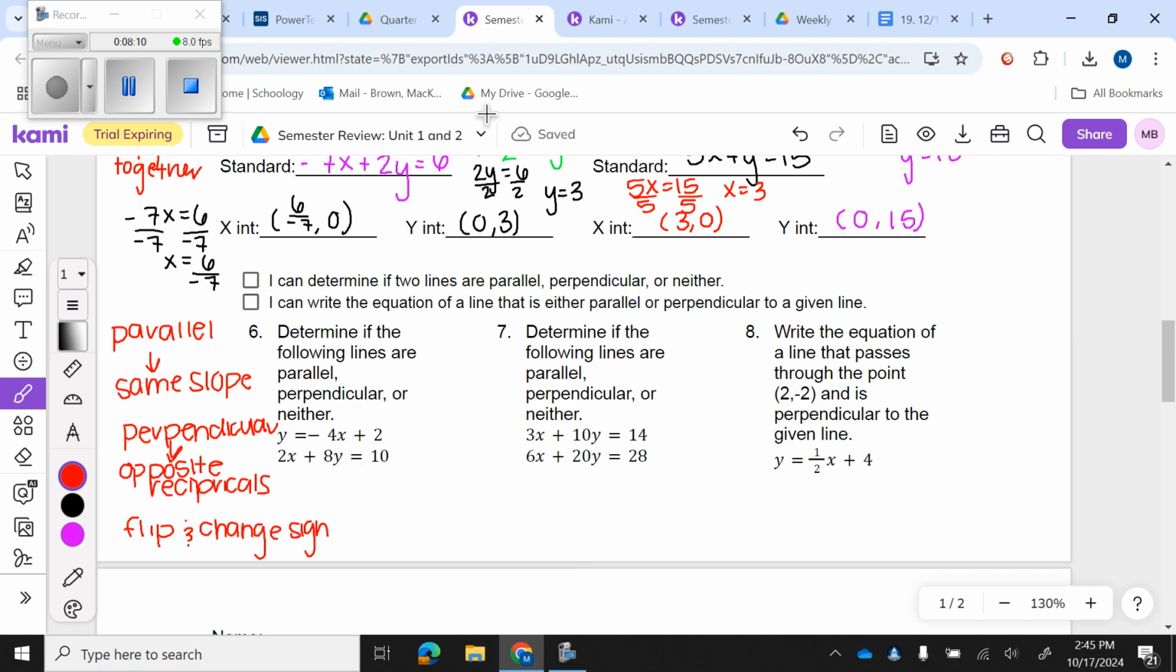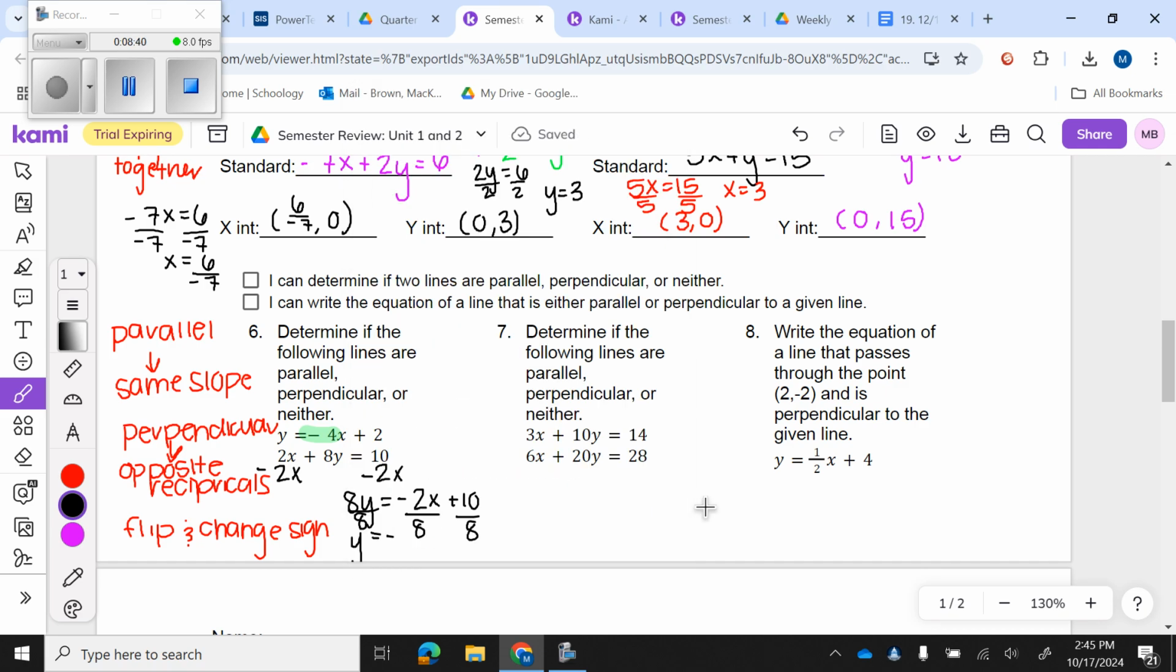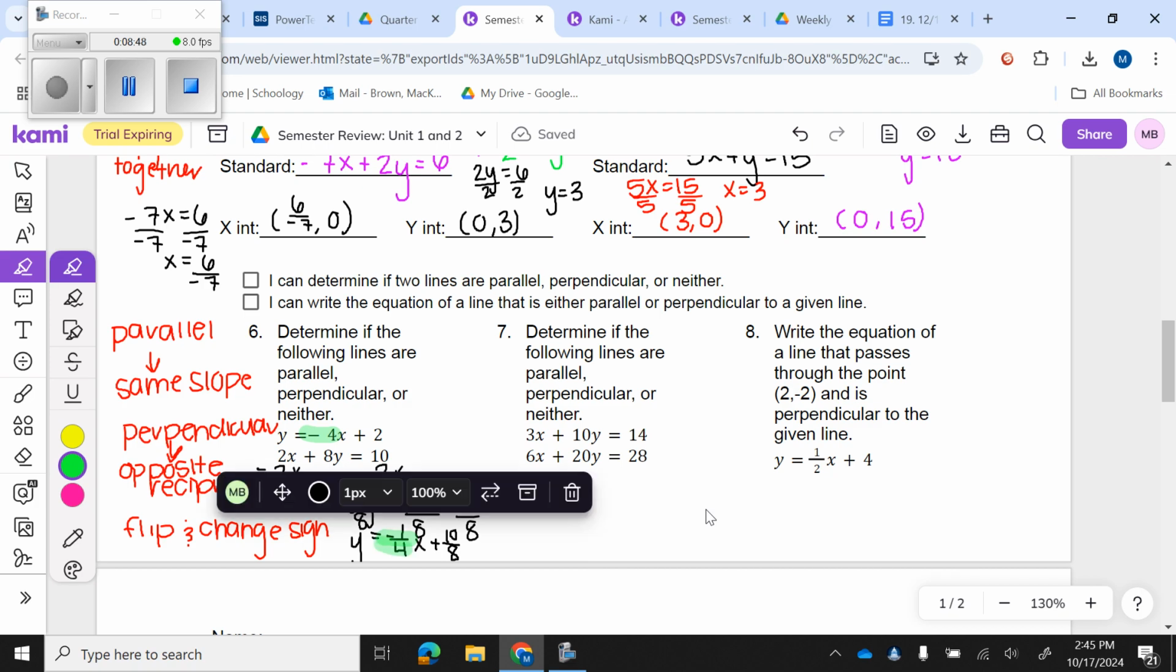We basically have to find the slope on both of these. We got lucky because this first equation already told me that the slope is negative 4. This one is not in slope-intercept form, so I have to get it there so I can find the slope. I'm going to start by subtracting 2x from both sides. I'm going to have 8y equals negative 2x plus 10. To get this y by itself, I'm going to divide everything by 8, using the fraction button, and I'm going to end up with y equals negative 1 over 4x plus 10 over 8. Looking at the slope, I get negative 1 over 4.